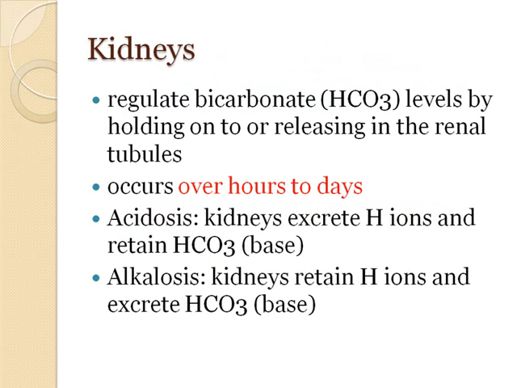The third mechanism we use to compensate for acid-base imbalance is the kidneys. Kidneys can regulate bicarbonate, abbreviated HCO3, by holding onto or releasing it in the renal tubules. So when you think of bicarb, I want you to think of your kidneys. Bicarb is a base. We can let go of it if the body is too alkalotic. If the body is too acidic, we want to hold on to our bicarb. Well, that can be determined at the kidney level, whether we hold on to or release bicarb to compensate.